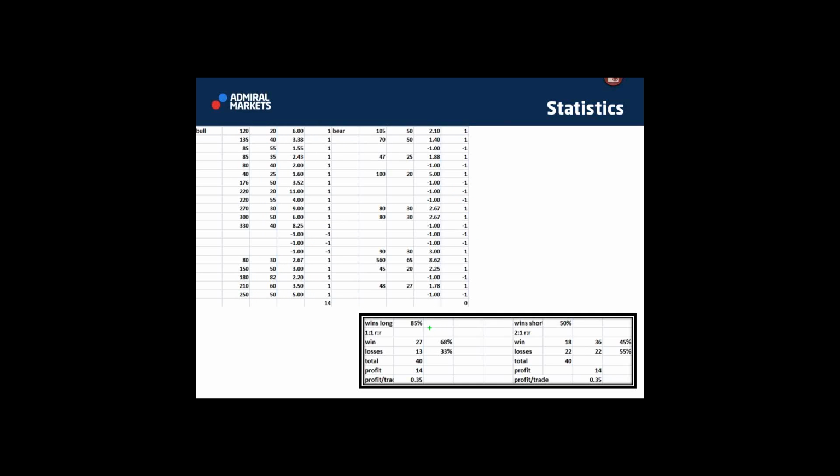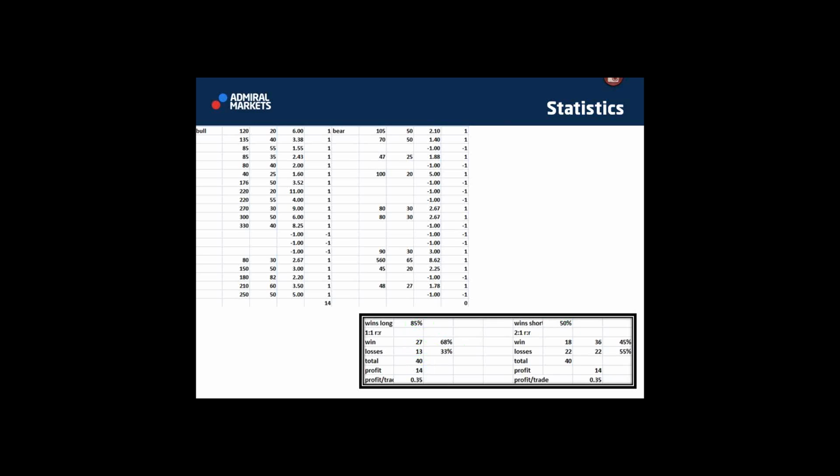So when we look at the stats, 85% were winners on longs, 50% were winners on shorts. With 1-to-1 R2R, that means 27 profit, 13 losses, 40 trades means 14 units of reward profit. So if you take 1% risk, right, on all of these trades, that would be then 14% profit, right? Or if you take a 0.5% risk, that would be 7% profit.